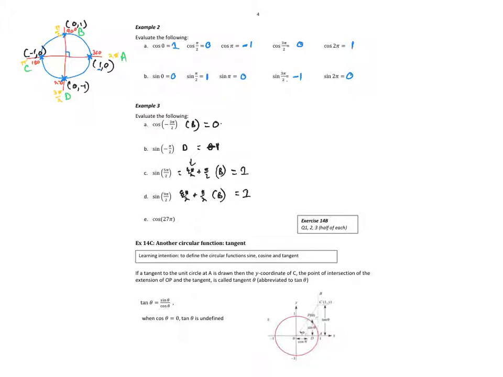27 pi, think about where that is. A is at 0, 2, 4, 6, 8 pi, etc. And the point C is at 1, 3, 5, 7, 9 pi, etc. So 27 pi means I'm at the point C, and at C, cosine is -1. So use a similar process. You've just got to keep in mind whereabouts I am on the unit circle and what my x value or my y value is.